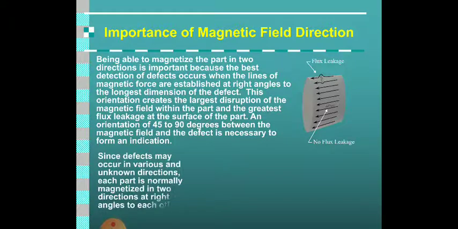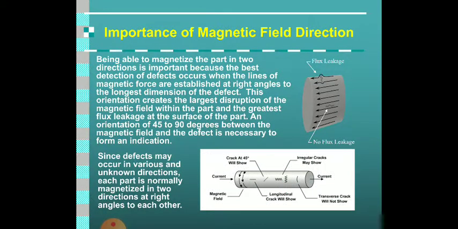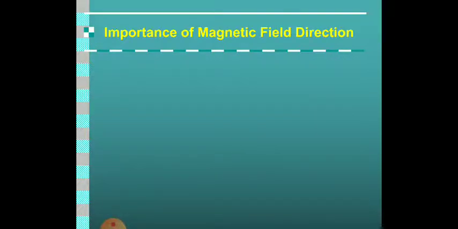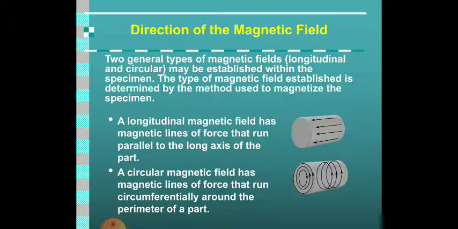Now the introduction of the magnetic field direction, that is the magnetic flux leakage and the longitudinal, we left one important part, that is the longitudinal magnetization. So let's just introduce it. When a defect or kind of discontinuity is oriented along the circumference of the welded component or any component, it may not be detected by a circular magnetic field, but instead by a longitudinal magnetic field.